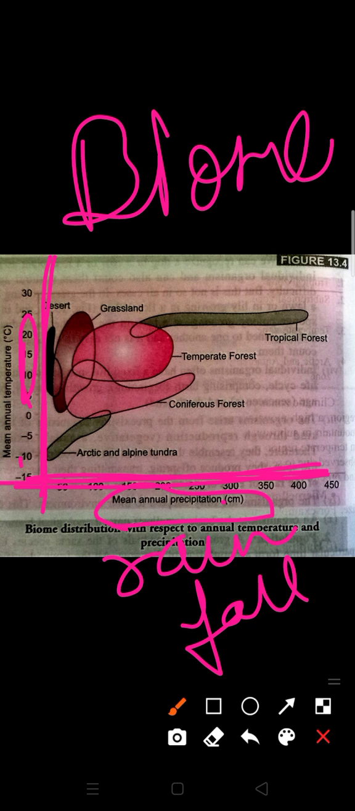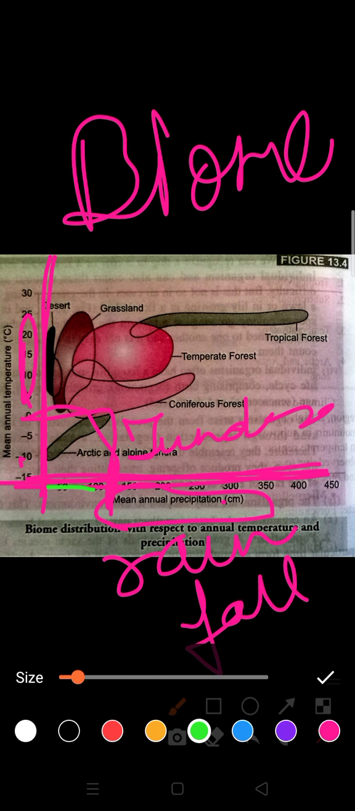Beta, if the temperature is low, you can see -15, -10, -5. If the temperature is less, in this area there will be a biome where the temperature is very low, like tundra. Please remember tundra. You can see rainfall is only that much, temperature is also less, and rainfall is also only this much in this area. Sorry, this is the rainfall axis and this is the temperature axis. So you can understand that tundra means very cold regions, Arctic and alpine tundra, because rainfall is very less and temperature is very low, below 0 degrees centigrade.